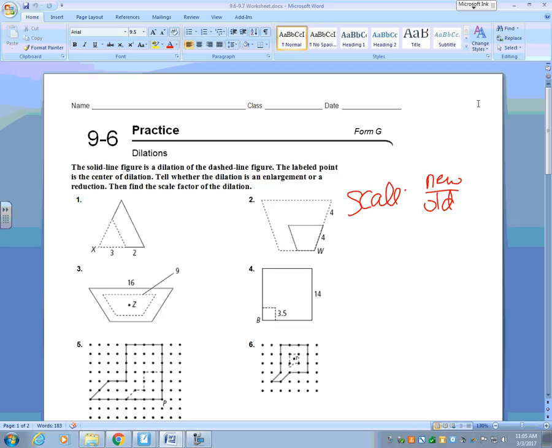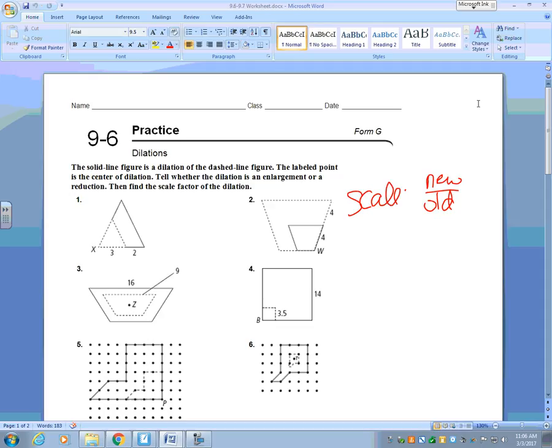So you guys can definitely do the first 4, if not 6 problems. Number 1 is an enlargement. Have you read the instructions yet? Because the solid figure is a dilation of the original figure, which is that large. So it's an enlargement.